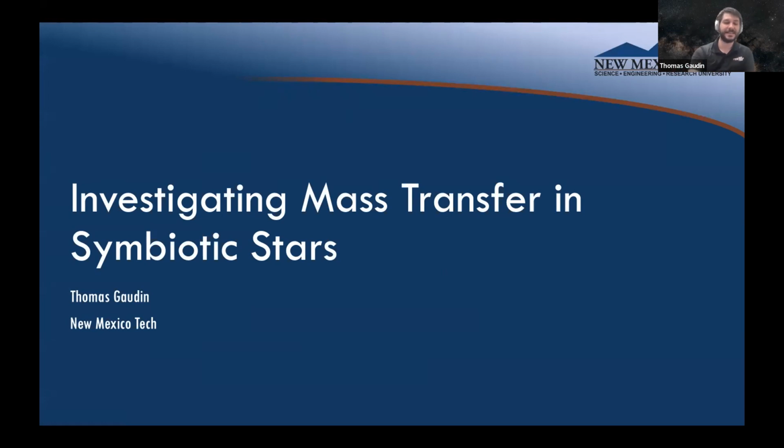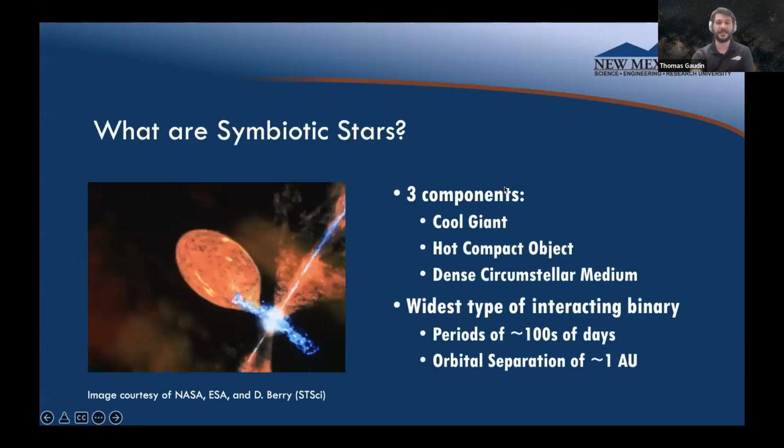So let's start by defining exactly what a symbiotic star is. Symbiotic stars are a rare type of interacting binary system. In fact, we only know of about 290 symbiotic stars that exist within the Milky Way. Now, these systems are defined by three main components. The first and most important component for this study is the cool giant. This is orbited by a hot compact object. This is typically a white dwarf, but in the past has been observed to be a neutron star or even a hotter main sequence star as well.